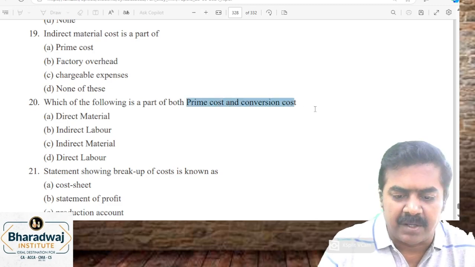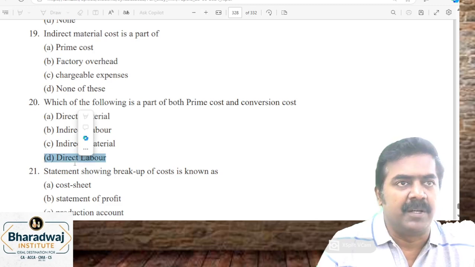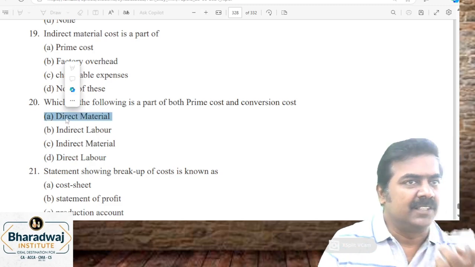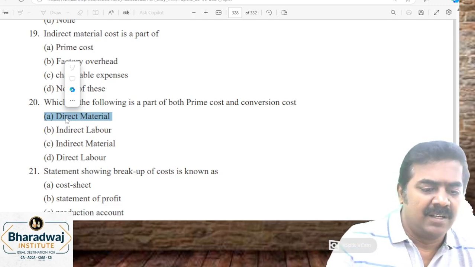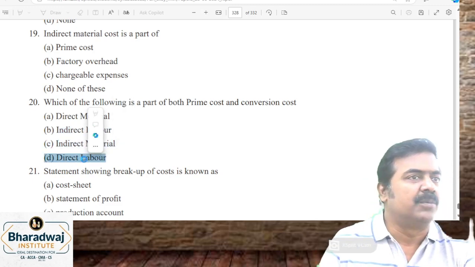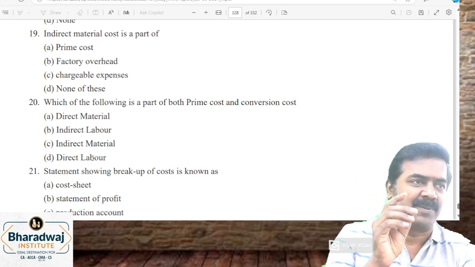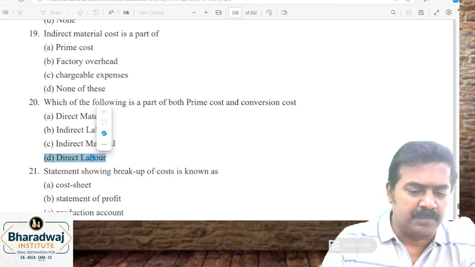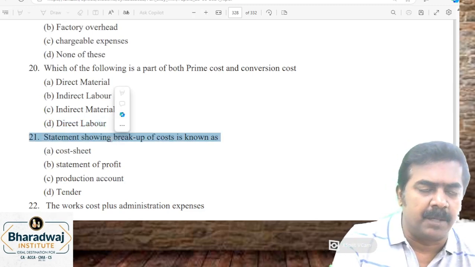What is included in both prime cost and conversion cost? In prime cost, direct labor will be included. In conversion cost, direct labor will also be included. Direct material is included in prime cost only. But conversion cost includes only direct labor and what? Overheads. Indirect labor and indirect material are included in overheads but not in prime cost. Prime cost is direct material, direct labor, direct expenses. Conversion cost is labor plus overheads. So both prime cost and conversion cost include direct labor.